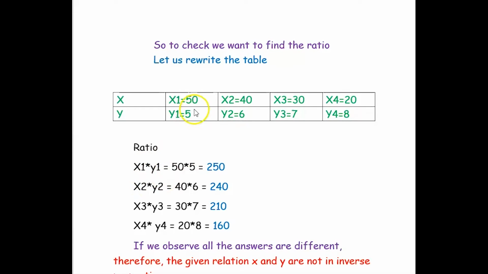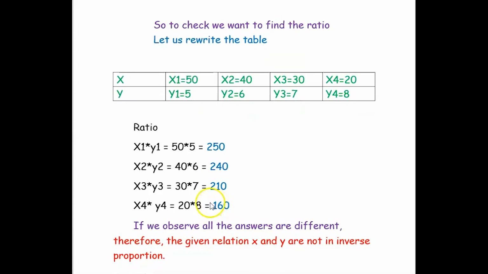x1 into y1, that is 50 into 5, which is 250. Next is x2 into y2, 40 into 6, which is 240. Then x3 into y3, that is 30 into 7, 210. Then x4 into y4, that's 20 into 8, which is 160. So these are all the values we have found out. If you see, all the answers are different, not equal: 250, 240, 210 and 160. Therefore we can say the given relation x and y are not in inverse proportion.